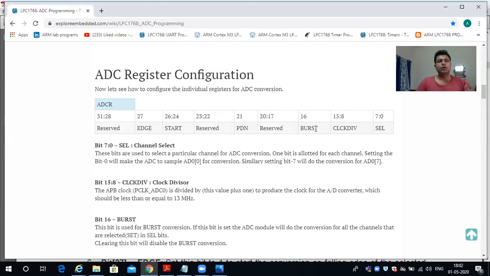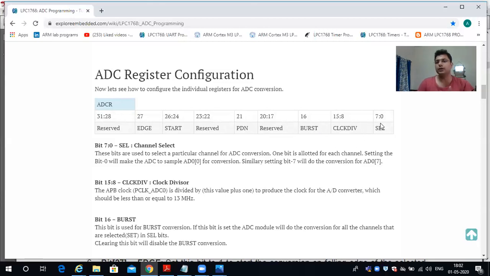Now, as I have already disclosed, there are two possibilities in which our ADC module can work. One is software controlled, another is burst mode. In the software controlled way, only one input we can feed in. So in that situation, out of these selection bits, only one should be 1. Only one bit should have the value 1. So if bit 16 is 0, that means we are going for software controlled mode.